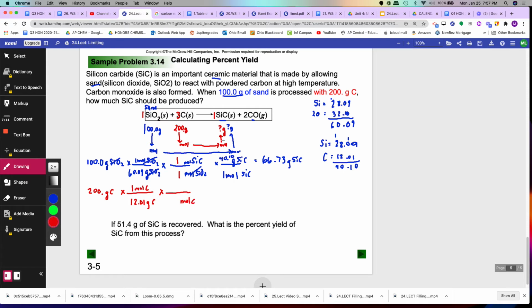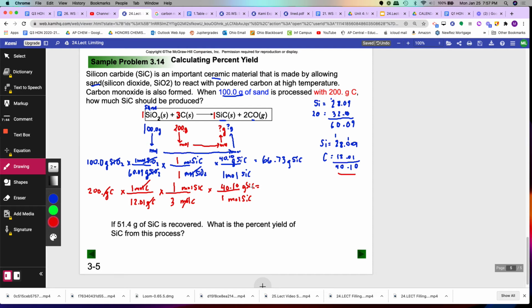Now you're going to go across to SiC again. Always go to the question mark. And so a 3 in front of the mole of the carbon and a 1 in front of the SiC. So grams carbon, moles carbon done, times bring down the moles of SiC. 1 mole weighs 40.10 equals SiC.